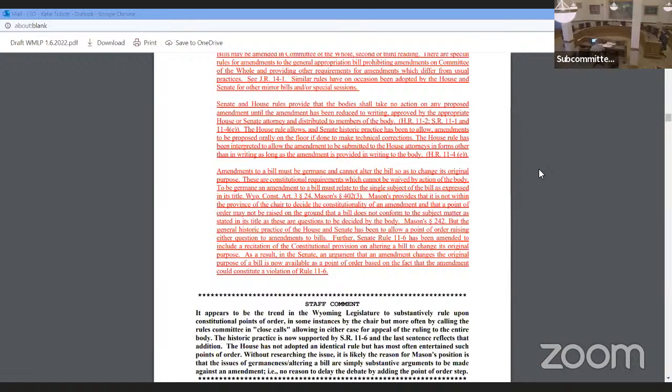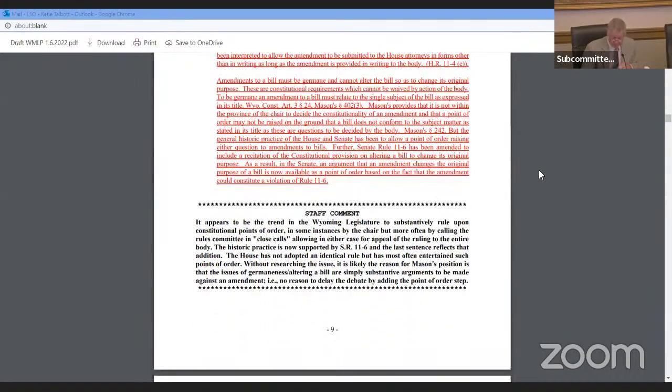Mr. Chairman, the staff comment explains what I just said about Mason's and historic practice differing a little bit. On page 9, last paragraph, there's an amendment. On page 2, you'll see the reference is page 9, last paragraph, and that's just a pure technical thing.